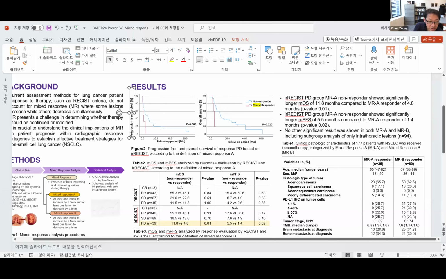So this figure 2 is according to table 2, the last row, right? Yes, PD by iRECIST. So 11.8 versus 4.8, PFS 5.5 versus 1.4. Yes. So this is shown in figure 2, correct? Yes.